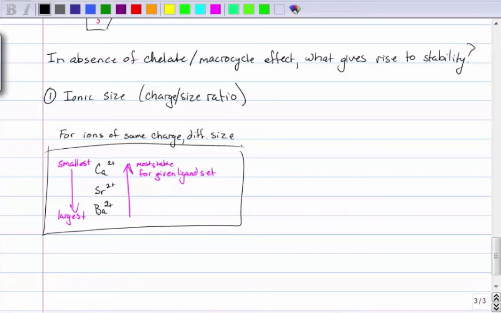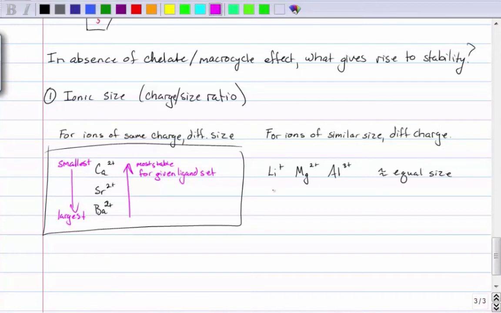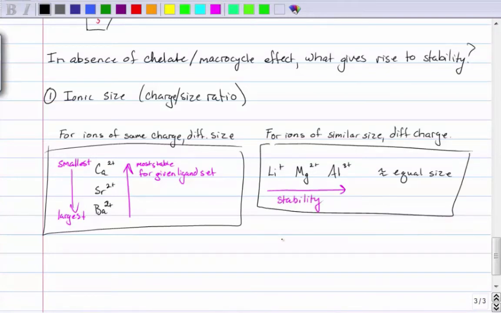And then going across the periodic table, let's talk about ions of similar size but of different charge. So lithium +1, magnesium +2, and aluminum +3 are all about the same size. But you would increase the stability for a given ligand set as you increase that charge. And then for metal ions that have the same identity except just a different oxidation state, so like iron 2+ compared to iron 3+, the iron 3+ is going to be more stable than iron 2+.